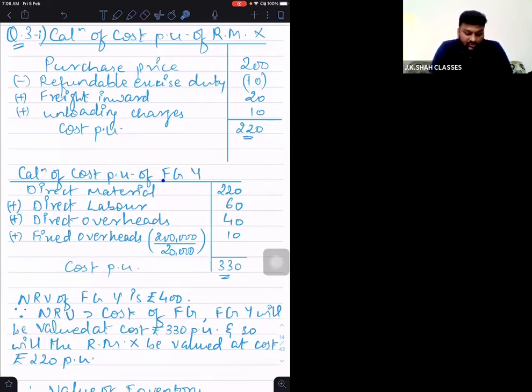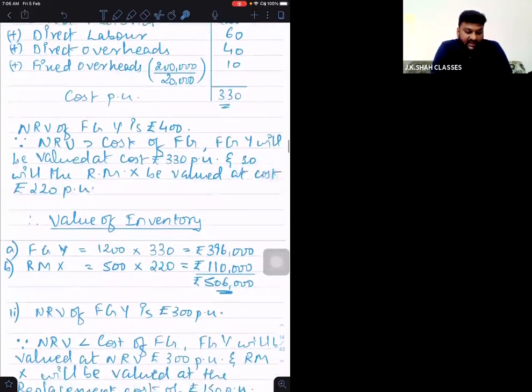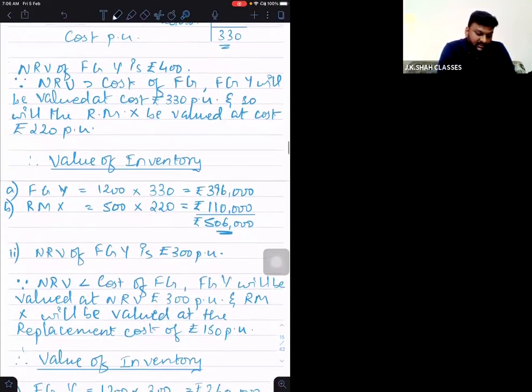Then calculation of cost per unit of finished goods Y. Same, material 220, labor 60, direct overhead 40, and fixed overhead 10. So total cost is 330. So these two tables are common for both the situations. So you need not draft these tables twice. Only once is more than sufficient. Right? Now we solve the first situation. Now this is the first case: NRV of finished goods Y is 400.